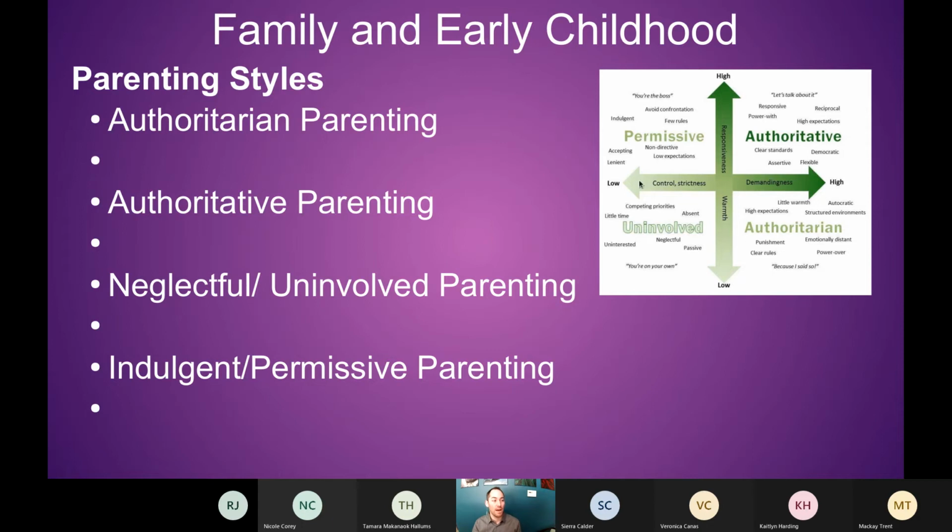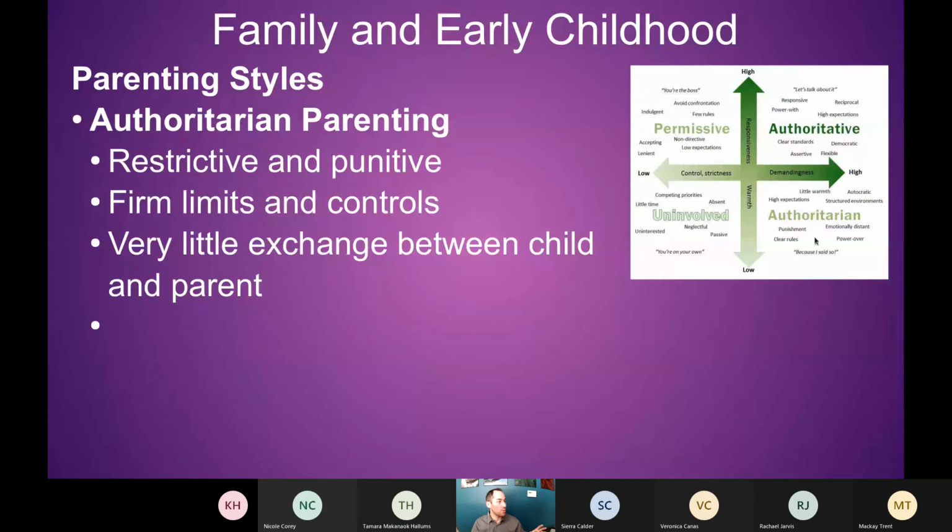And then on this dimension, we have control or demandingness. So over here, we've got low control or demandingness. Over here, we have high control or demandingness. So high control and demandingness, you might have really, really strict rules versus here, very, very few, if any, rules, as an example. So let's go by each of these different parenting styles.